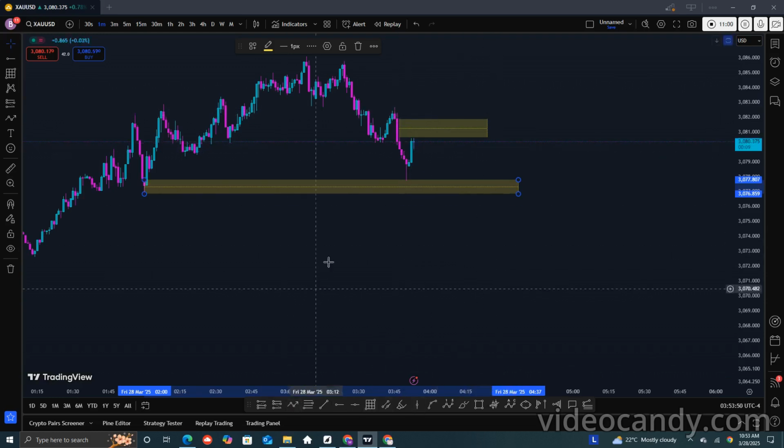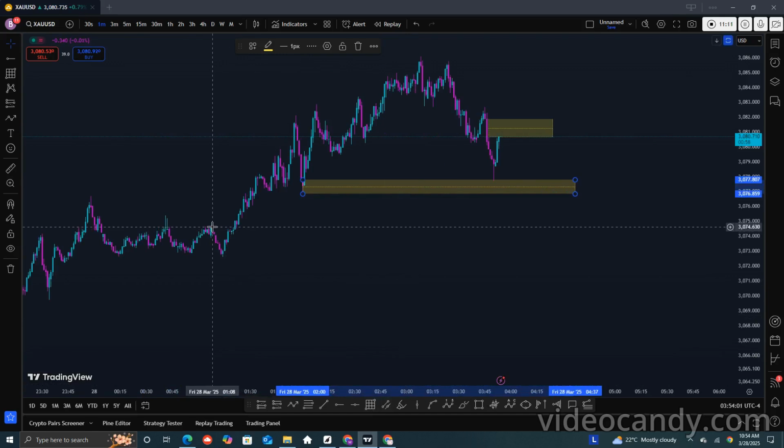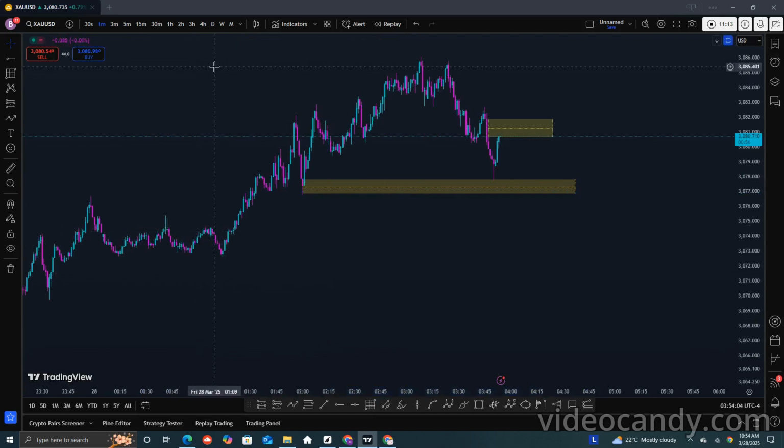So that is how you see they mitigate, they try. If they fail now, you know that this level will not hold. What is the next level that can clearly be seen? It is the main target that we had around this 15 minutes order block here.